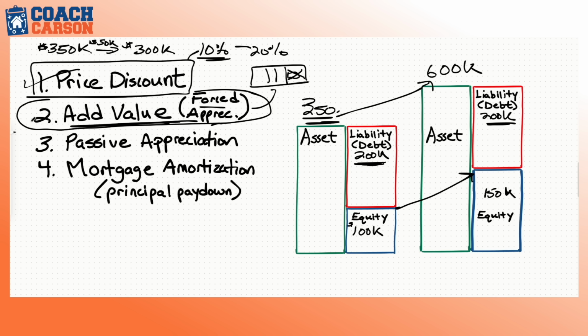So we have a price discount, we have adding value. Those are the 2 active entrepreneurial ways to grow your equity. And so you have to evaluate that when you're buying a rental property. But there's also 2 other more passive ways to grow your equity. And the first of those is just passive appreciation.